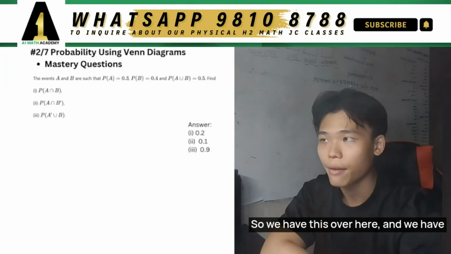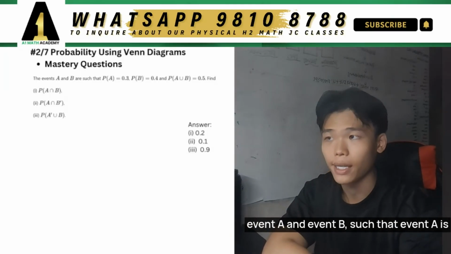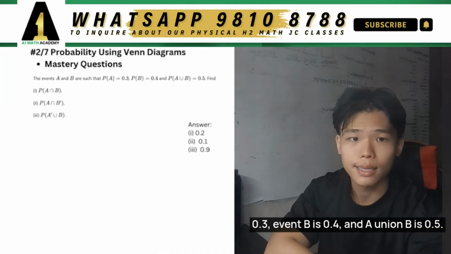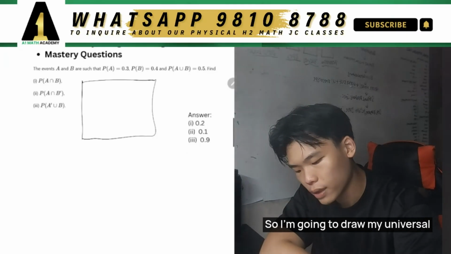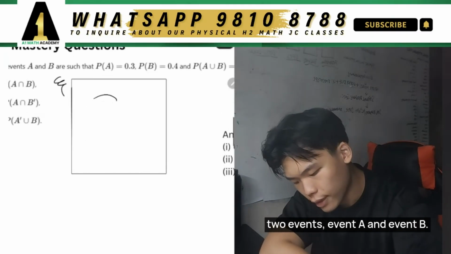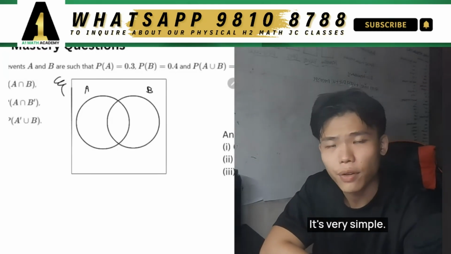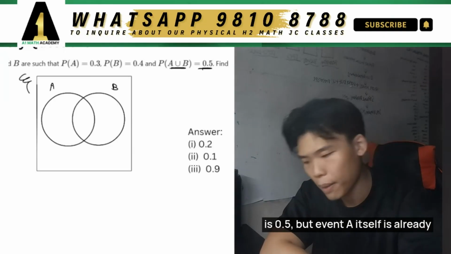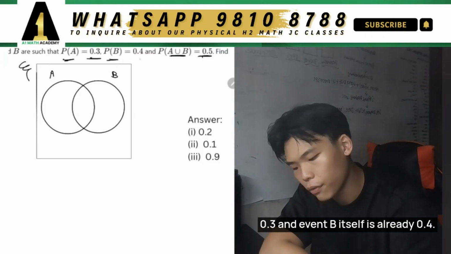Okay, so we have event A and we have event B such that P(A) is 0.3, P(B) is 0.4, and P(A union B) is 0.5. So what does this look like in practice? I'm going to draw my universal set over here, and over here we have 2 events, event A and event B. Now, how do I know that they overlap, right? It's very simple. You see that event A union event B is 0.5, but event A itself is already 0.3. And event B itself is already 0.4.